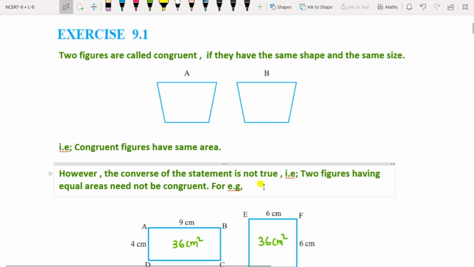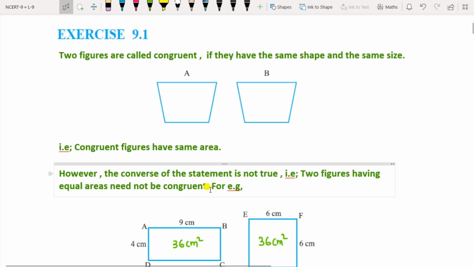So therefore congruent figures have the same area. Since their dimensions are equal, they have the same area. However, the converse of the statement is not true. That is, two figures having equal areas need not be congruent.